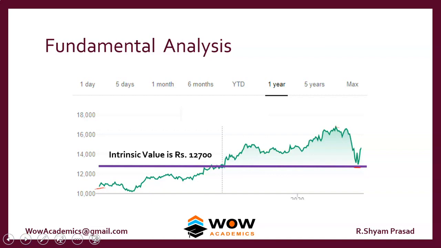Assume we have done a lot of computations and calculations and found 12,700 to be the intrinsic value of the company. The intrinsic value would usually be fairly stable, and in this case we feel that 12,700 is the stable value. What happens is the share price usually fluctuates around the intrinsic value. At some places the market price is below the intrinsic value, and in some places the market value is above the intrinsic value.